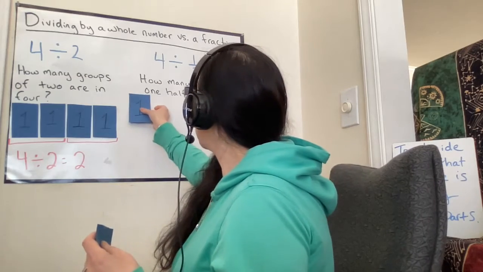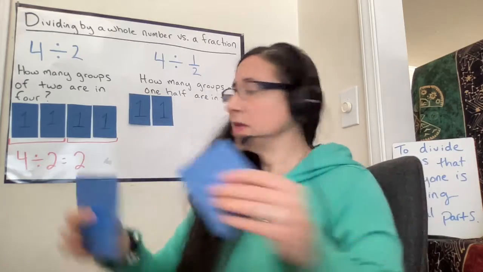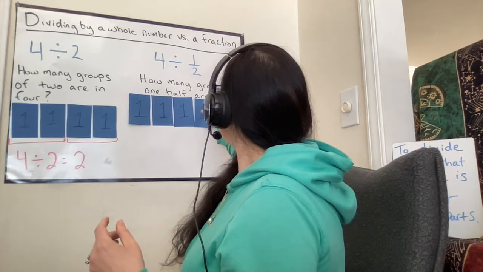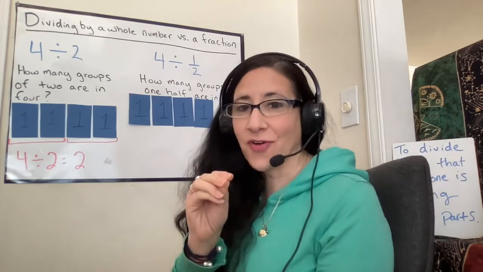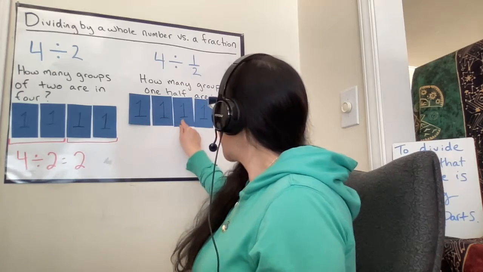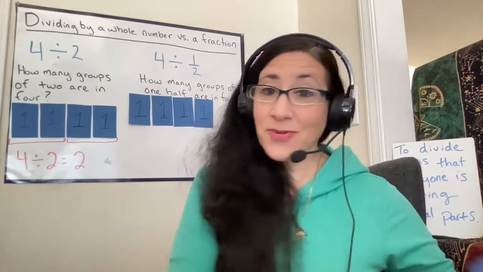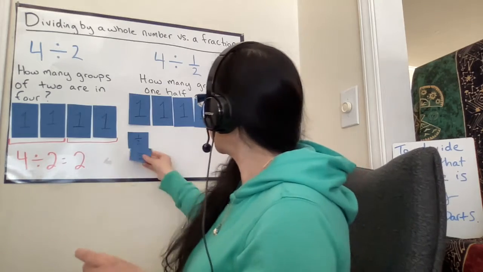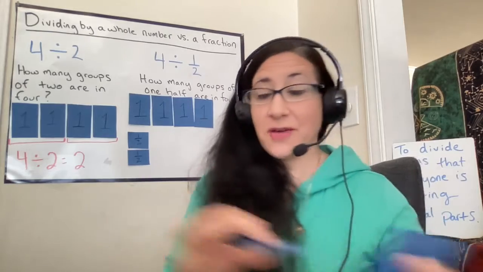Okay, so here's 4 again. 1, 2, 3, 4. So what this is asking is, how many groups of a half are in 4? So what I'm doing is taking those whole pieces and dividing each of them into halves. This is what I end up with. This whole piece is going to equal 2 halves, right? Because 2 halves make a whole. Okay, and I'm going to do that with each of those.